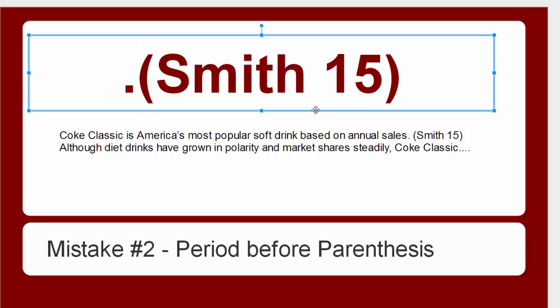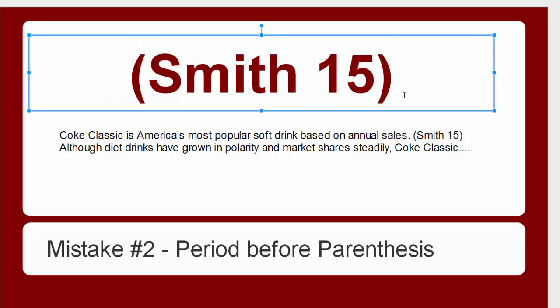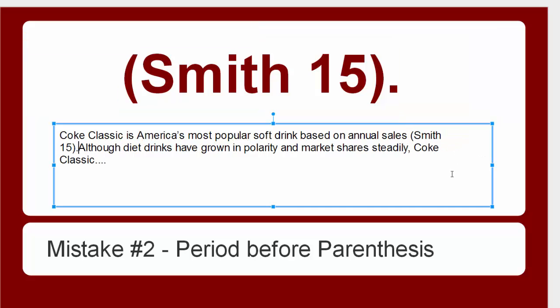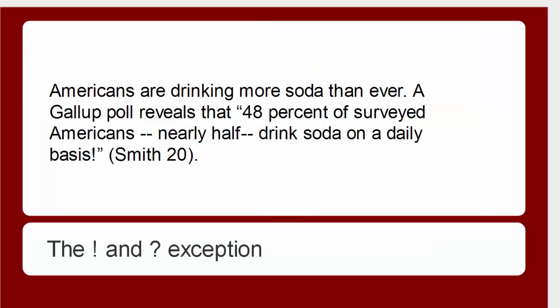99.9% of the time, you will simply have your in-text citation and then the period. The only exception is if you are ending your sentence with a direct quotation and that quotation itself ends with an exclamation point or a question mark. In only that case, put in the exclamation point or the question mark and then your citation and then your end punctuation.